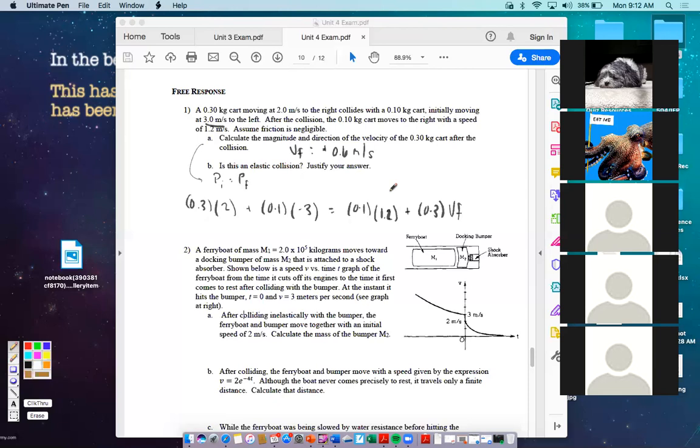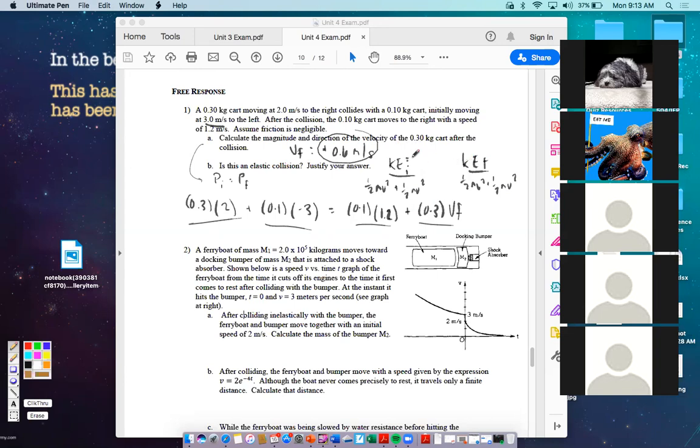Okay, so positive 0.6 meters per second. Is it an elastic collision? What we're going to do to check that, we have to see if kinetic energy is conserved. So what I want to do is find the kinetic energy before the collision. That's going to be 1/2 mv squared plus 1/2 mv squared using these values. And then I want to check the kinetic energy after the collision, 1/2 mv squared plus 1/2 mv squared using these values, where I have to use that final velocity I solved earlier. The final kinetic energy is much smaller than the original kinetic energy.